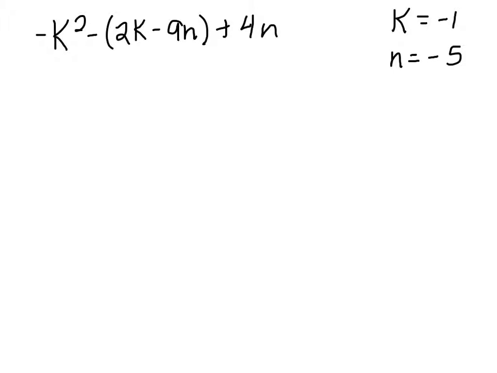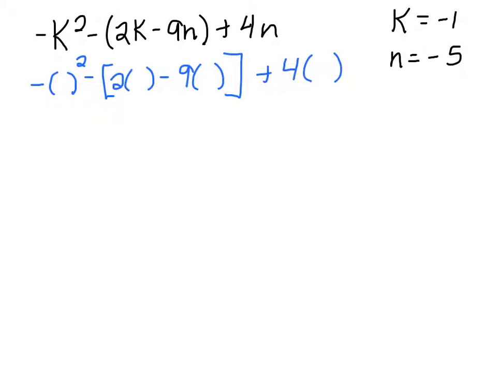To start this problem, everywhere I see a variable, I'm going to put a parenthesis. So instead of k, I put a parenthesis. Minus 2 instead of k, instead of n, and instead of n. Now, k represents -1, so -1 is there, -1 is there. N represents -5, so I have a -5 there and a -5 there.